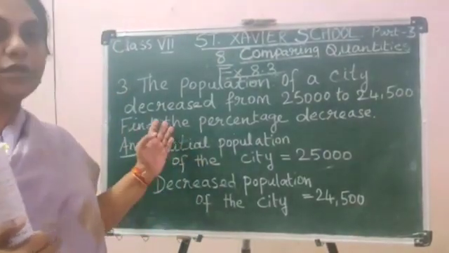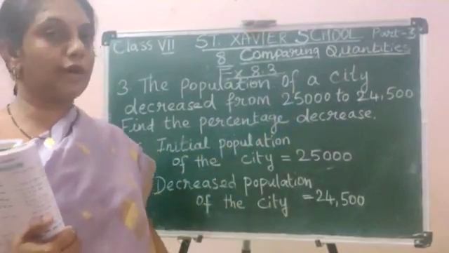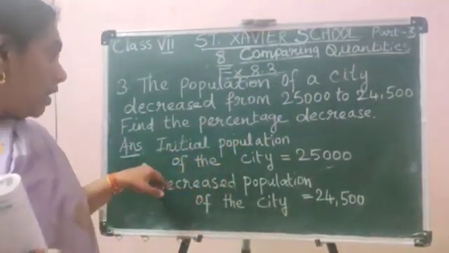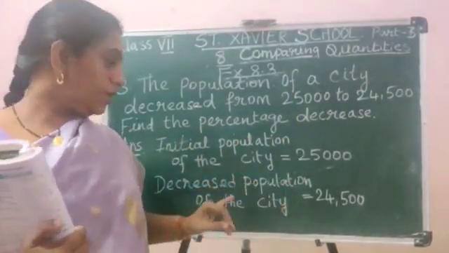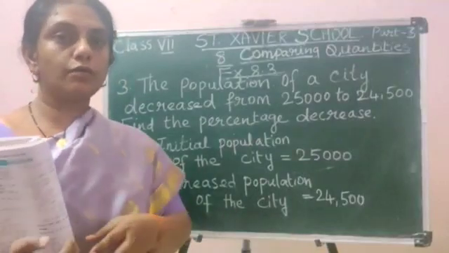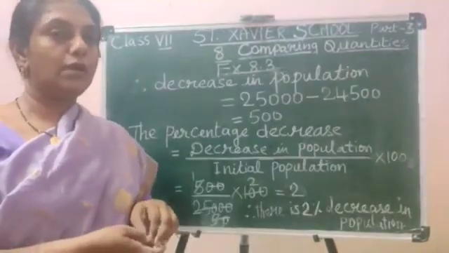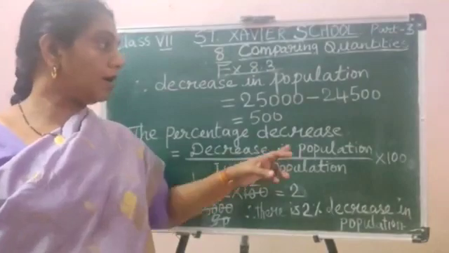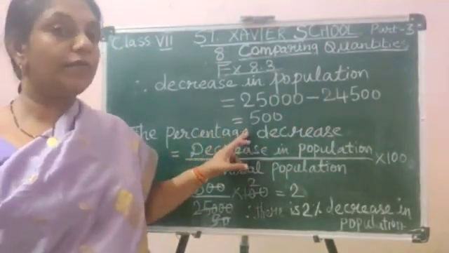Question number 3. The population of the city decreased from 25,000 to 24,500. Find the percentage decrease. Answer: the initial population of the city is 25,000. The decreased population of the city is 24,500. Decrease in population equals 25,000 minus 24,500. When you subtract, you will get 500.